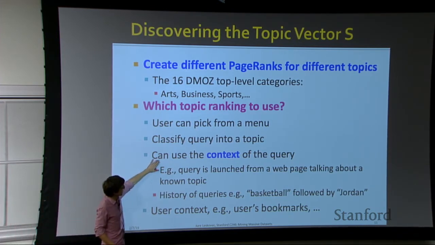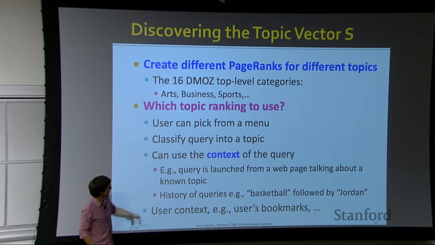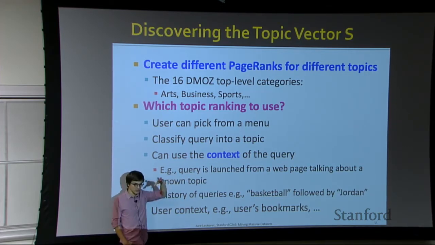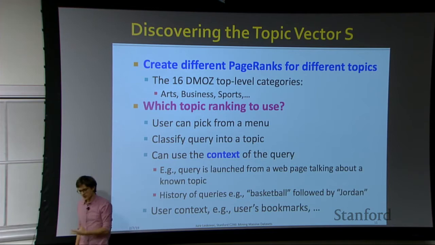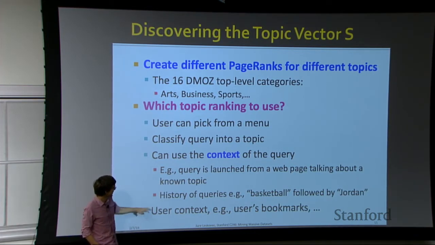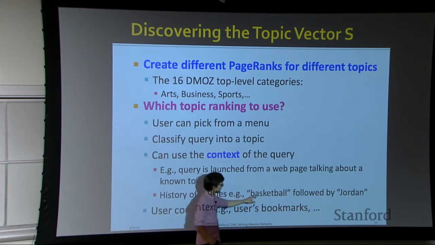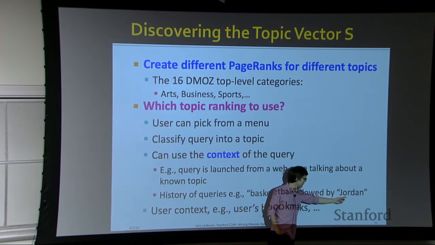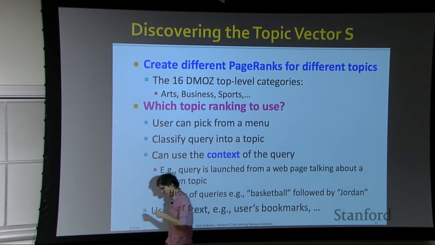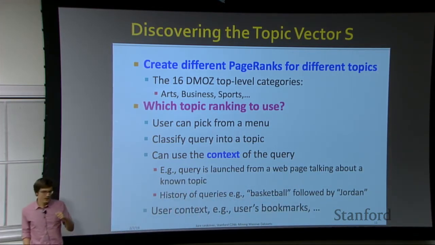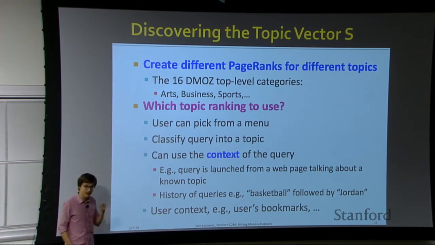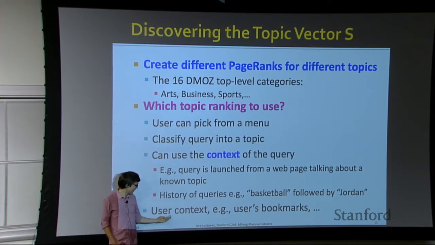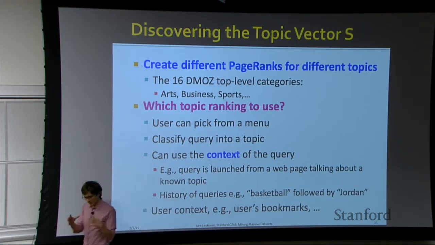Or you could use the context of the query. If you have a search box on various web pages, then based on the context of the web page, you could try to guess the topic. You could use the history of queries, so that when people first search for basketball but then search for Jordan, you know who this Jordan is. That might be different from the UC Berkeley professor, Mike Jordan. They are both Mike Jordans, but very different professions, right? Or you could use some kind of context like users' bookmarks and so on to come up with the teleport set.